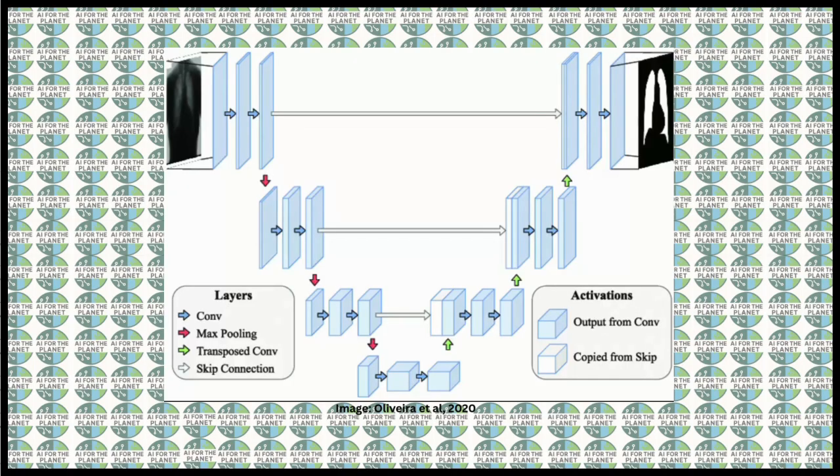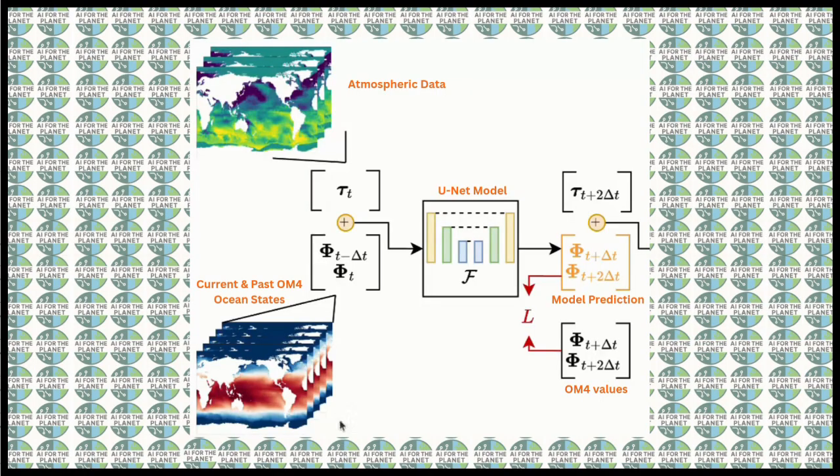To build a model that can do this, the authors use a U-Net architecture. This is an artificial neural network that takes an image-like data of a certain size, compresses it through a bottleneck, and then expands it back out, using cross connections from the encoder side of the model to the decoder to make sure that fine-grained spatial information is not lost. Here, the input is the current and past ocean state and atmospheric conditions represented on a map, and the output is a map of future ocean states, which then gets compared to the correct values from OM4 during training.